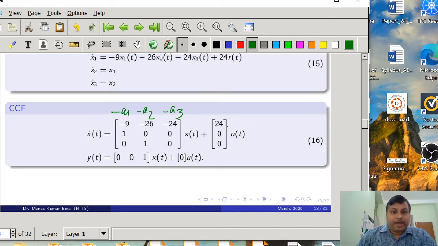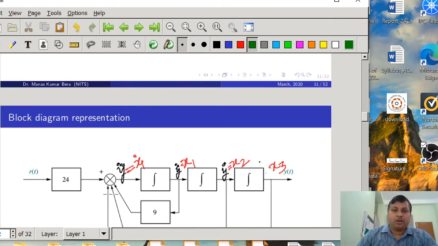Okay, and where the 24 is sitting in the B matrix, this can be written in this way also. You can take this as 1 and this as 24 into u(t), that also can be written, and in the output equation you can see that it is 0, 0, 1. So this is also a representation of the controller canonical form for a given transfer function, if you just change the order of the assumption of the state variables in the block diagram.